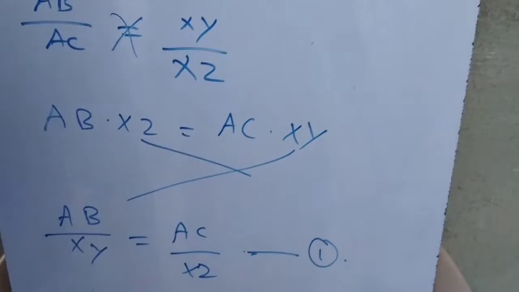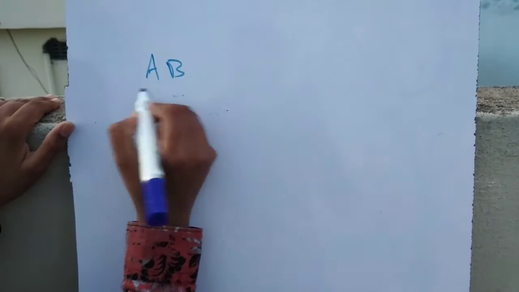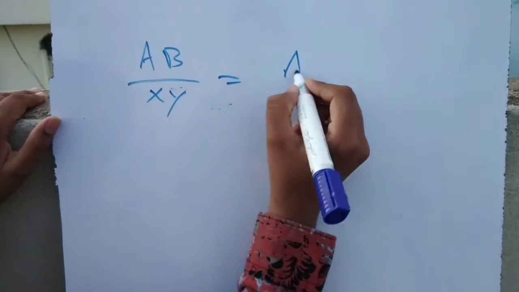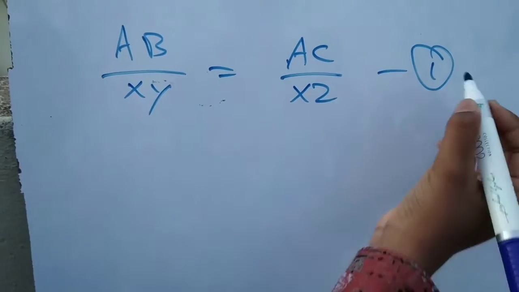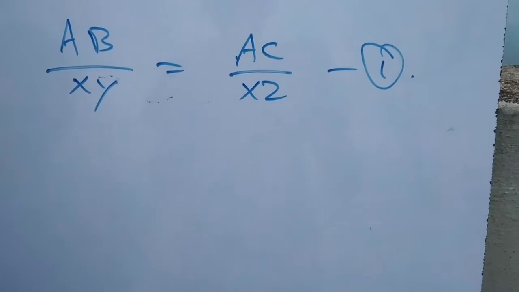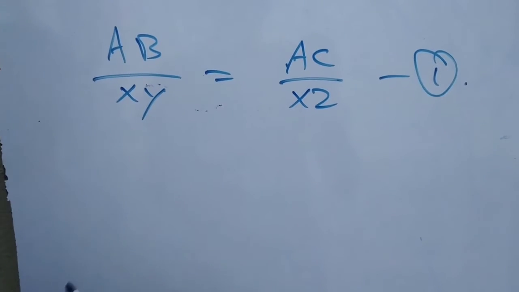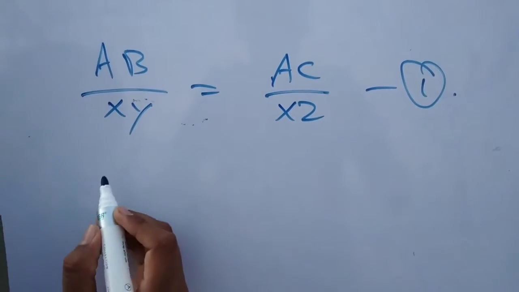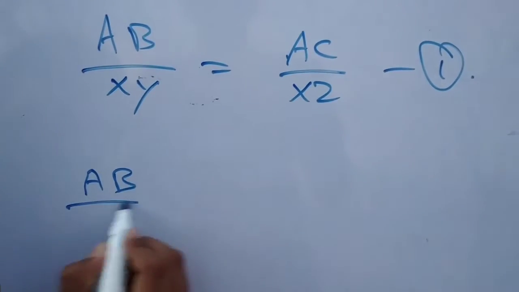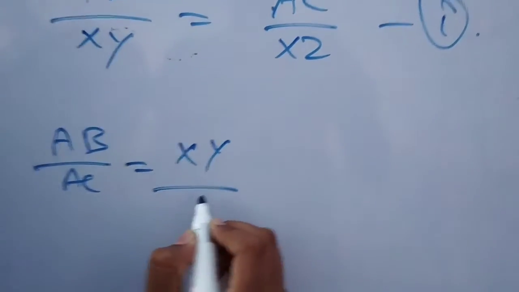Okay, this is going to be number 1. And after this, friends, like this, AB by XY is equal to AC by XZ, right? This is number 1 as we discussed in our topic. And now we are going to let, as we discussed, AB by AC is going to be equal to XY by XZ.